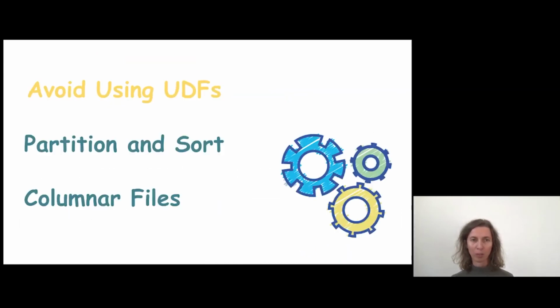Let's summarize what we learned here. If possible, try not to use UDFs, you'd better not to. The reason is that Spark cannot optimize the plans when you use UDFs. And as we saw, it can have a huge performance cost. Another thing is that when your data is partitioned and sorted by the key you use for filtering, this helps Spark to read the relevant data more efficiently.